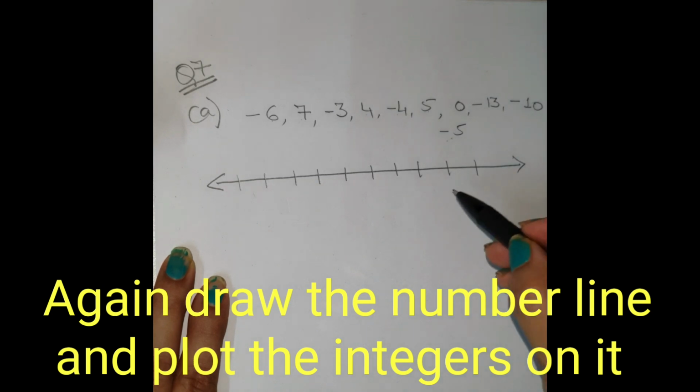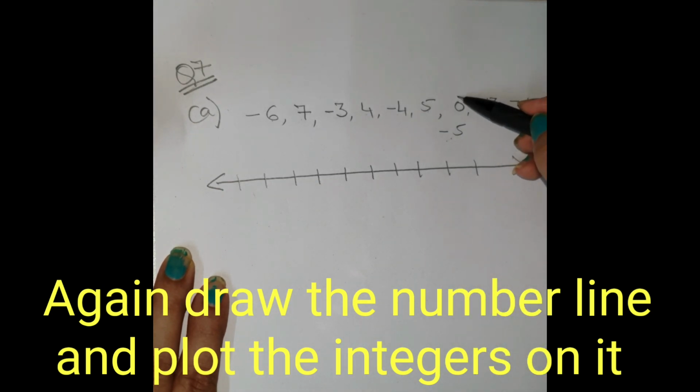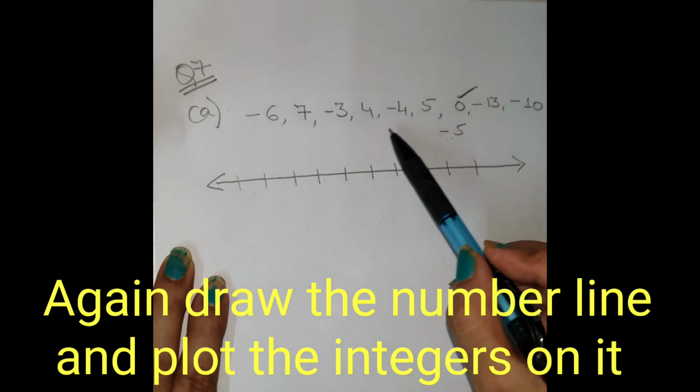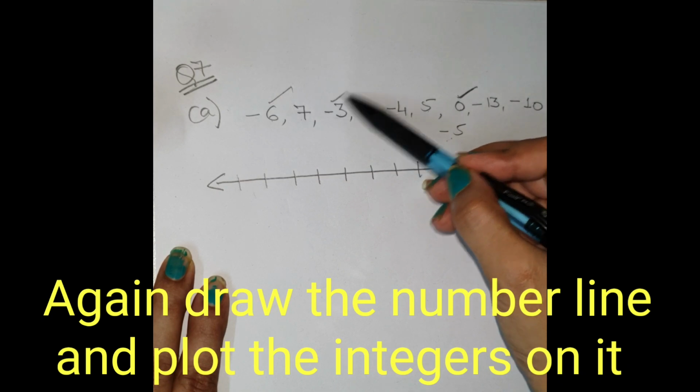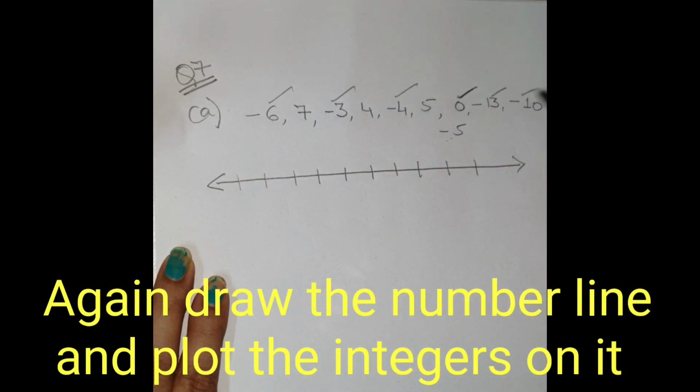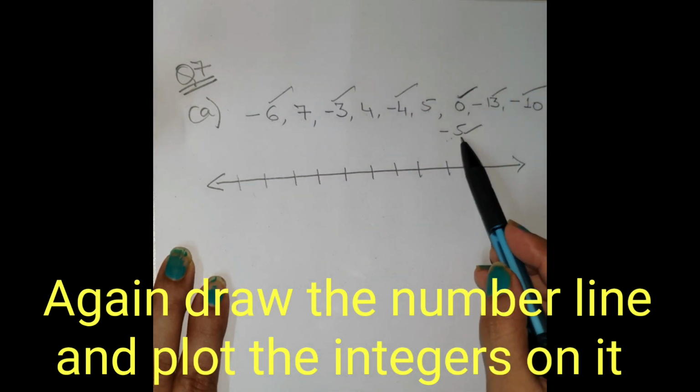Okay. After dividing my line into 10 parts, firstly I will check whether 0 is there or not. Yes, 0 is there. So 0 will come in the center. Then how many negative numbers are there? So 1, 2, 3, 4, 5, 6. Total 6 negative numbers are there.